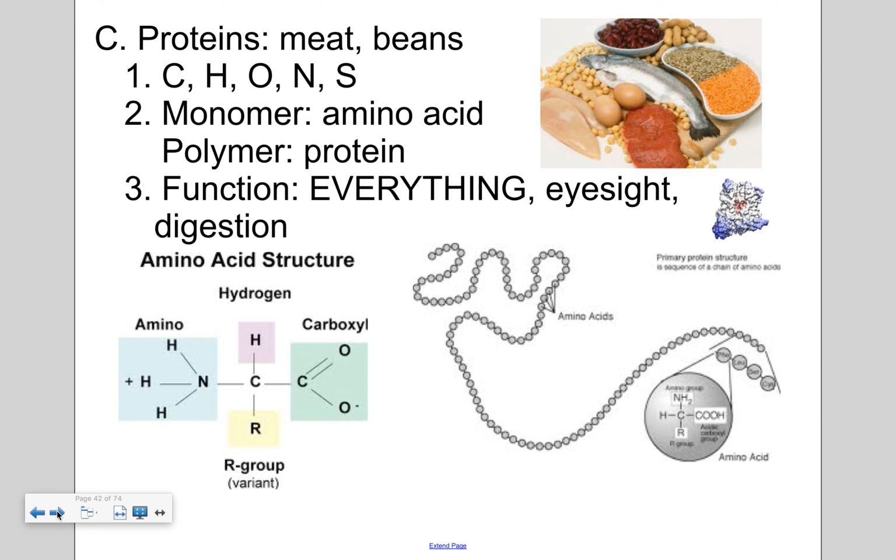Third macromolecule is protein. So meat, beans, keratin, hair, nails, those are all examples of proteins. It's made up of carbon, hydrogen, oxygen, nitrogen, and sulfur. The monomer is an amino acid. The polymer is a protein. The function is that it does everything, like eyesight, digestion, protection, a whole bunch of different chemical reactions. It actually can help carry out chemical reactions.